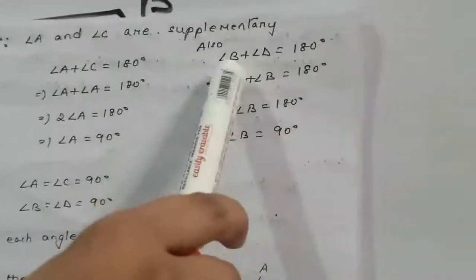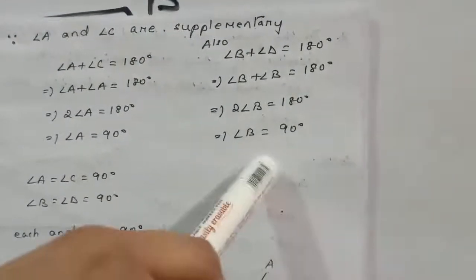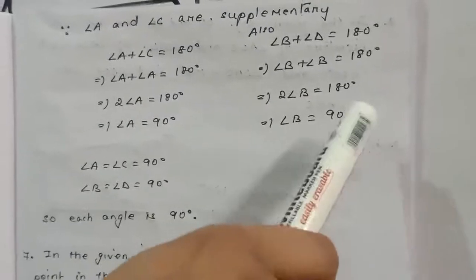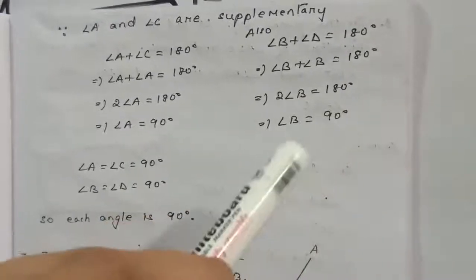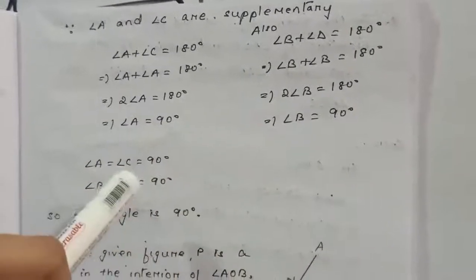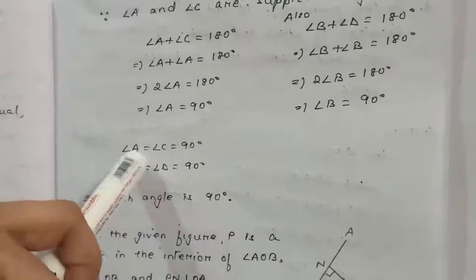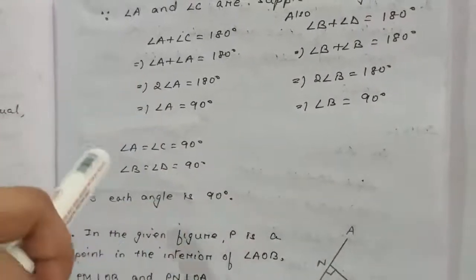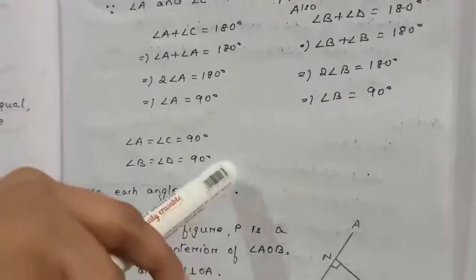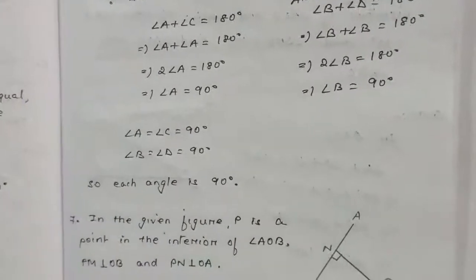Similarly, angle B plus angle D will be 180 degrees. So by that, angle B will also come to 90 degrees. Now since in the question the opposite angles are given as equal, angle A is equal to angle C is equal to how much? 90 degrees. Angle B is equal to angle D is equal to how much? 90 degrees. So each angle here is 90 degrees.